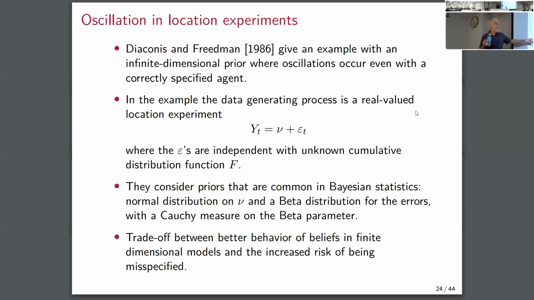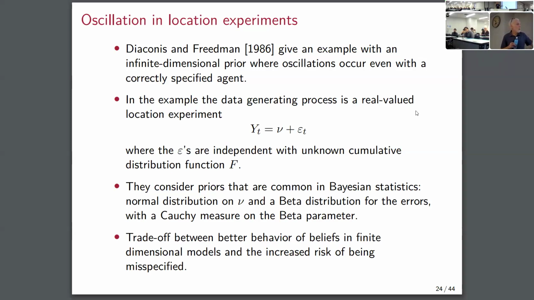Okay? And they consider priors that are common in Bayesian statistics. The agent doesn't know nu. You have a normal prior on nu. And there's a beta distribution on these errors. Okay? And a Cauchy measure on the beta parameter.